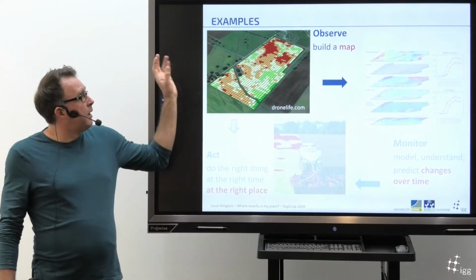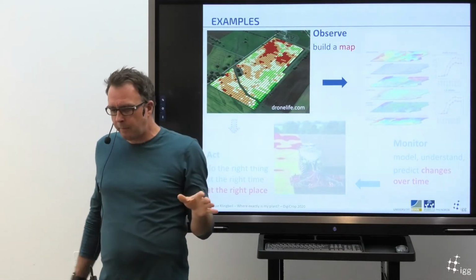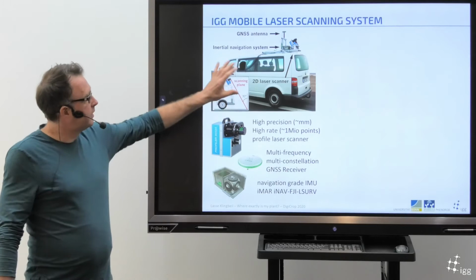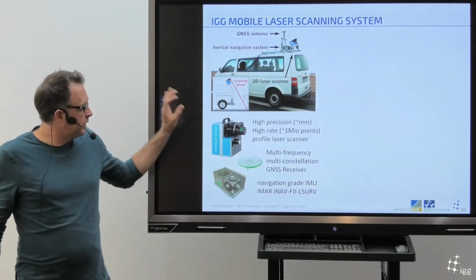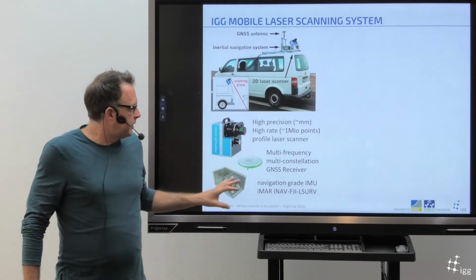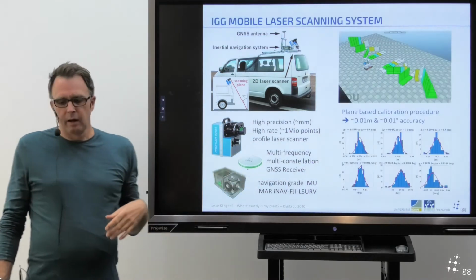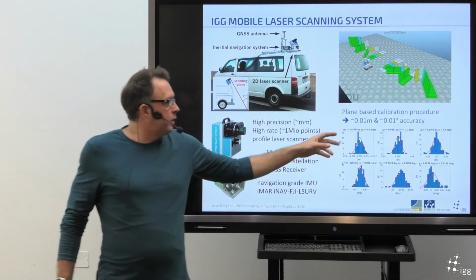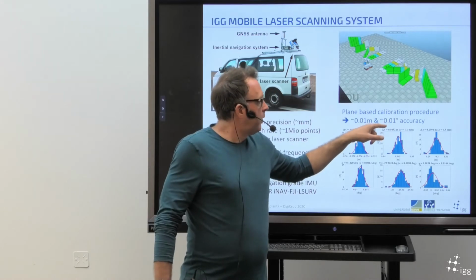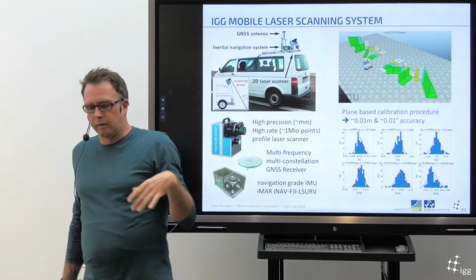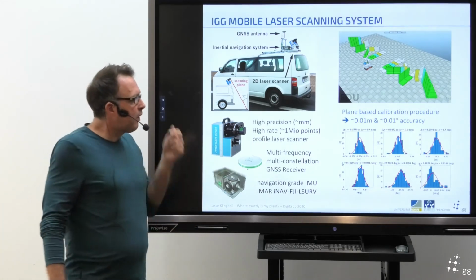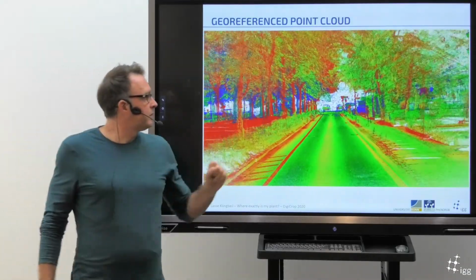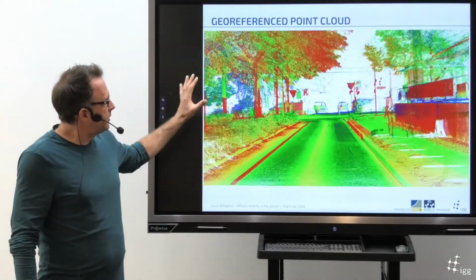So let's start with building a map. We have an in-house developed sensor system which we put, in this example, on a bus, which has a high accuracy laser scanner, RTK GNSS and some very high grade IMU. With this we did a system calibration which was very accurate, in the order of centimeters and 0.01 degrees, so below the requirements as I said before. And with this we can generate a georeferenced point cloud like this one. This is measured with this particular system.